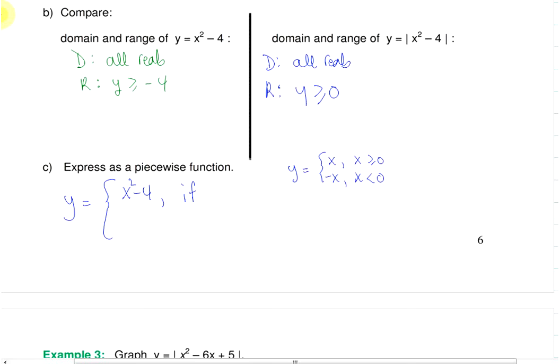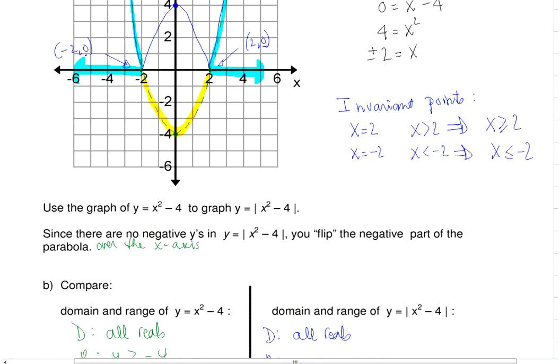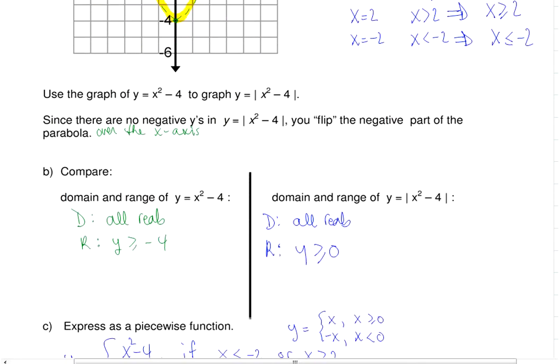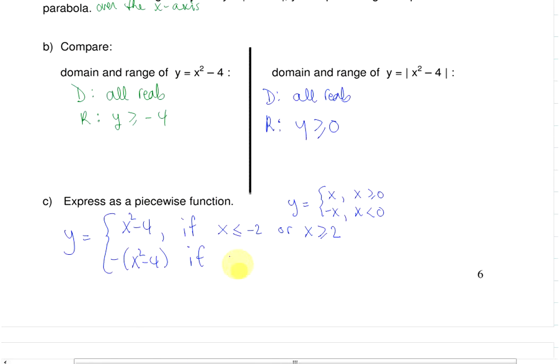So how do we write that? Well, we say that x is less than or equal to negative 2, or x is greater than or equal to 2. Okay, so the second half of our piecewise function is the negative form of this. So we go minus, and then in brackets, x squared minus 4. Now what is the domain restriction for that? Well, we go back up to the graph, and that is this part of the graph. And where's our domain for that? Well, everything in between negative 2 and 2.